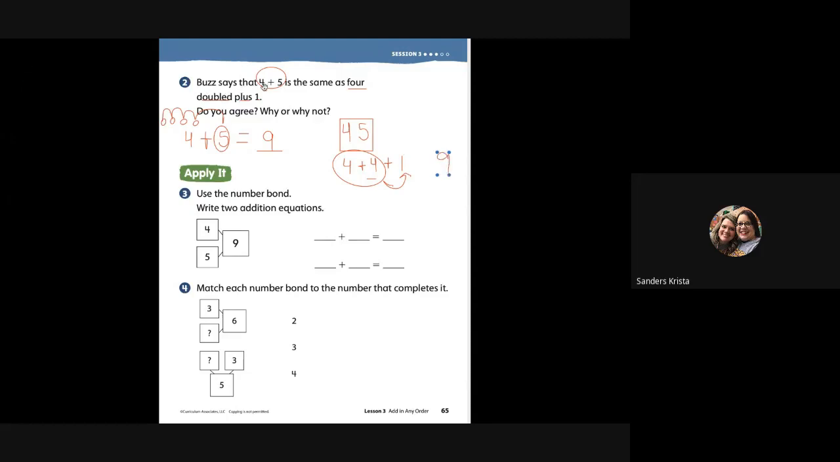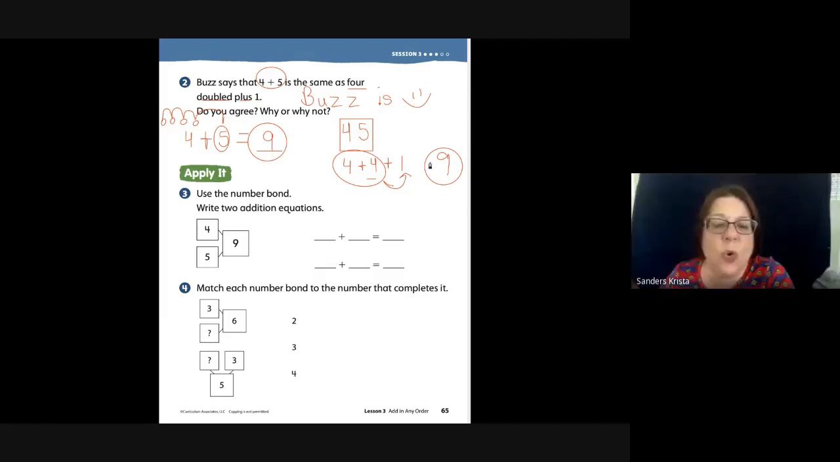So what do you think? Buzz says that 4 plus 5 is the same as 4 doubled plus 1. So here we have a total of 9. And here we have a total of 9. Did we get the same total? We did. So I agree that Buzz is correct. So Buzz is correct because, and I'm going to put a smiley face, Buzz is happy. Buzz is right because they have the same total. So the total is the same.